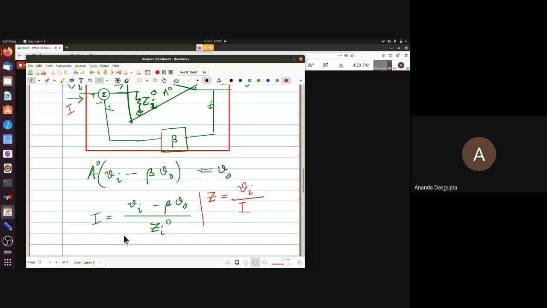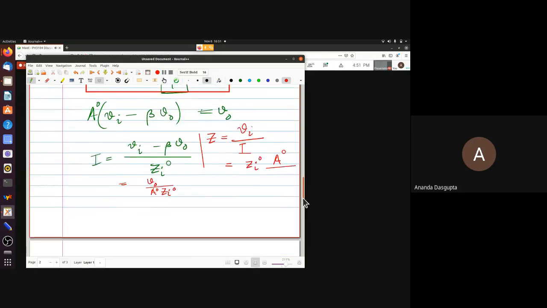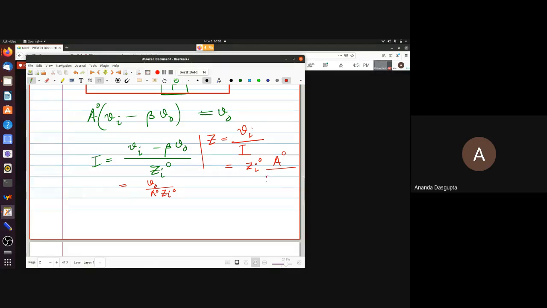But now this is very different from ZIO. By the way, it's even easier to figure out what this is going to be. Remember, Vi minus beta Vo, what is that? That's just Vo by AO, right? Remember, this thing times AO was VO. So that's all we have put in here. If we just divide VI by I, what you're going to get is simply ZIO into AO, divided by VO by VI. And VO by VI is the actual gain, which is AO over 1 plus A beta.